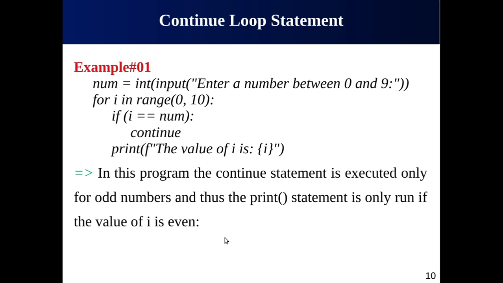So in this program, the continue statement is executed only for the odd number, and the print statement is only run if the value of i is even. No, please ignore this statement. This is wrong. Focus on the program, because this is not for the even number. In this case, it will display all the numbers except the number provided by the user, which is stored in norm.